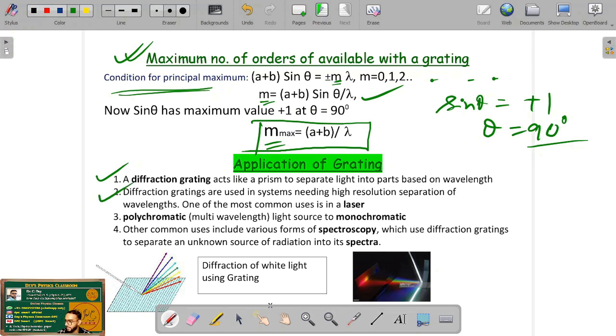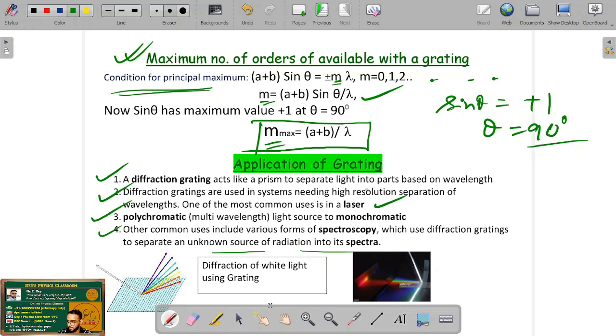Secondly, diffraction gratings are used in systems needing high resolution separation of wavelengths. For example, the most common use is the laser. Thirdly, polychromatic light, or light of multiple wavelengths, is converted into monochromatic light. And other common uses are in spectroscopy, which uses diffraction gratings to separate an unknown source of radiation into its spectra. These four are the main applications of a grating.